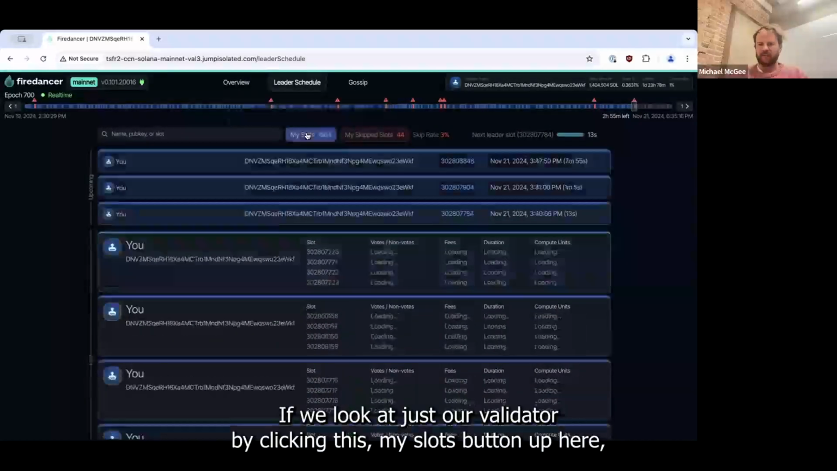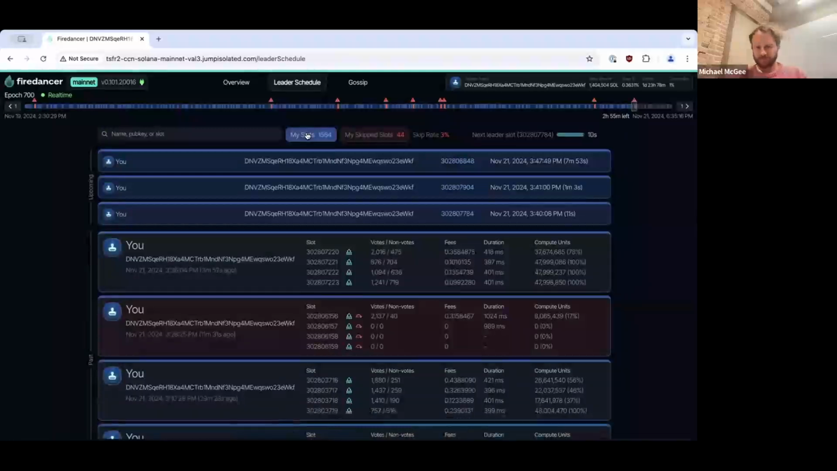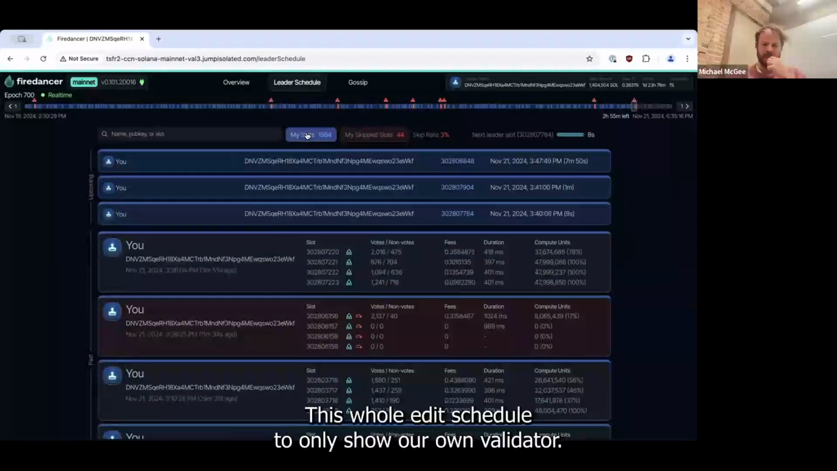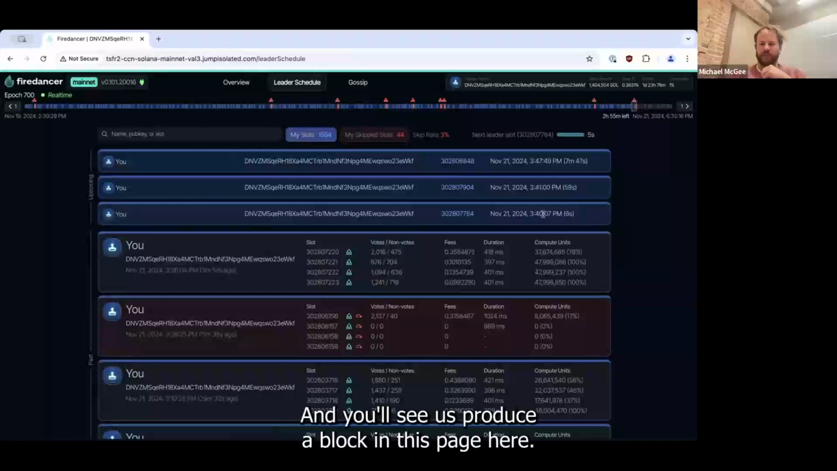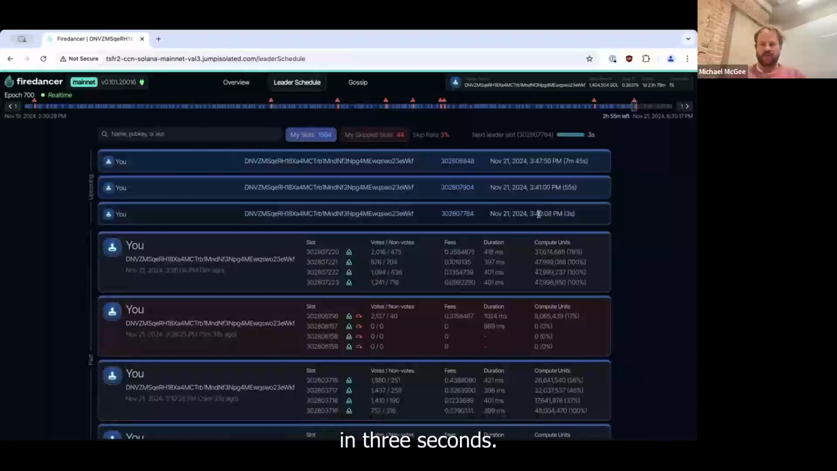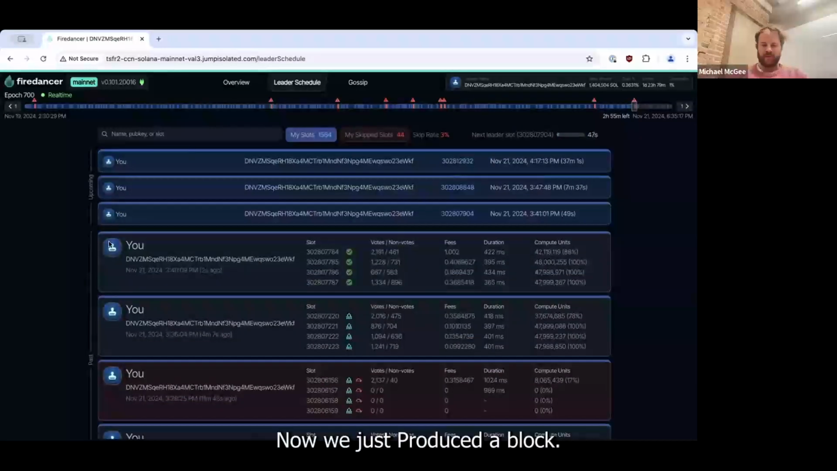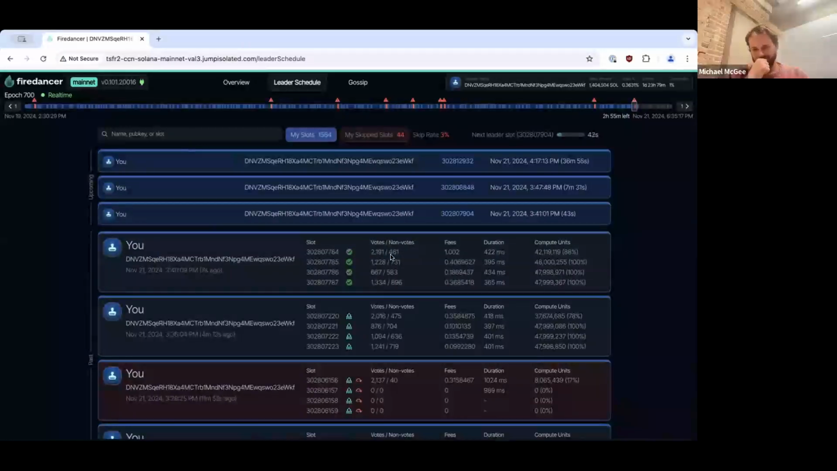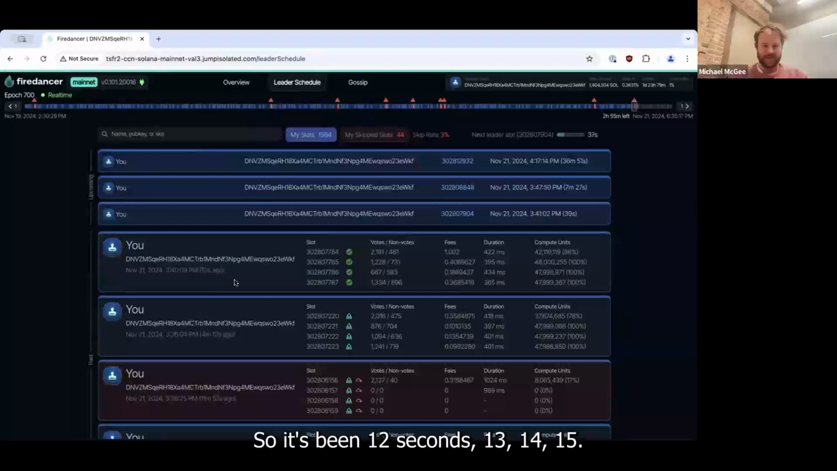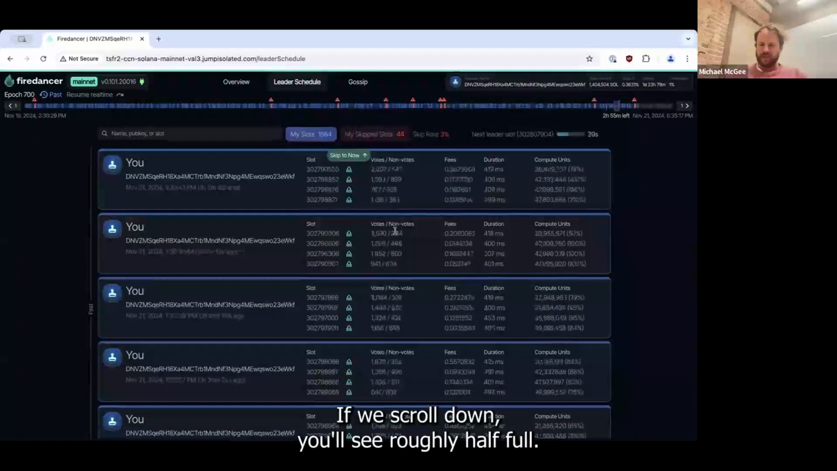If we look at just our validator by clicking this My Slots button up here, what this is doing is just filtering this whole leader schedule to only show our own validator. And you'll see us produce a block in this page here in 3 seconds. Yeah. 2, 1. Here we go. Now we just produced a block, and you'll watch it actually get rooted here in real time in a second. Luckily, we did not skip this block. So it's been 12 seconds, 13, 14, 15, there it goes. If we scroll down, you'll see roughly half full.